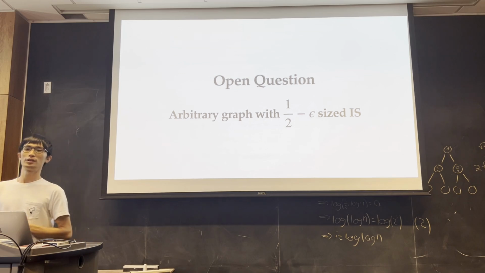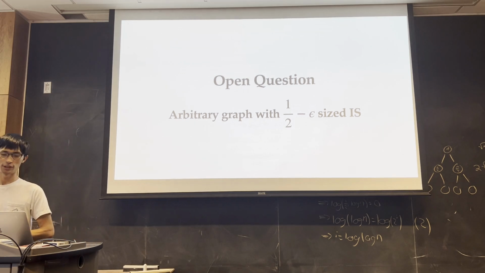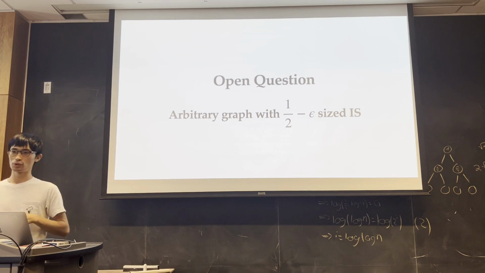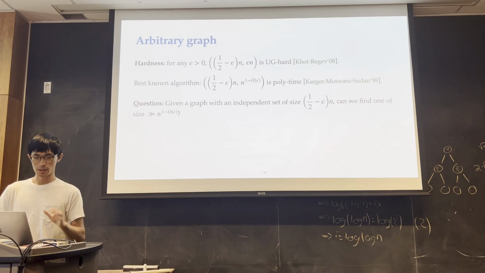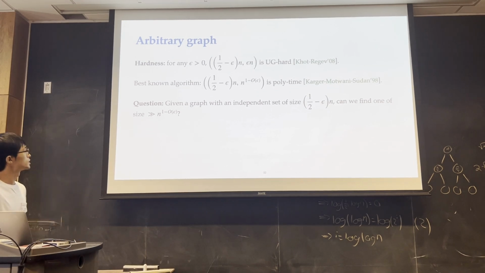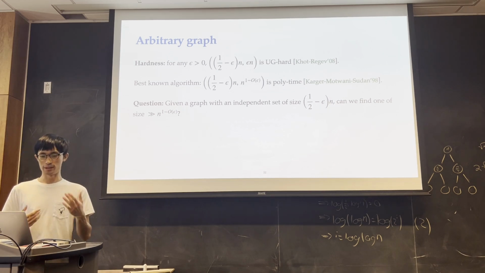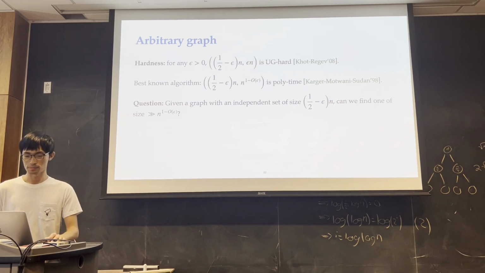So what if we don't have any assumption on the expansion? What if it's the worst case graph? So we know some worst case hardness that we cannot beat. The best known algorithm right now is n to the 1 minus O(epsilon). So the obvious question is, can we beat this current best known algorithm?